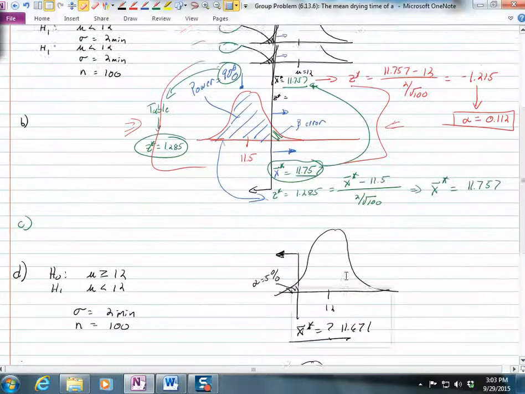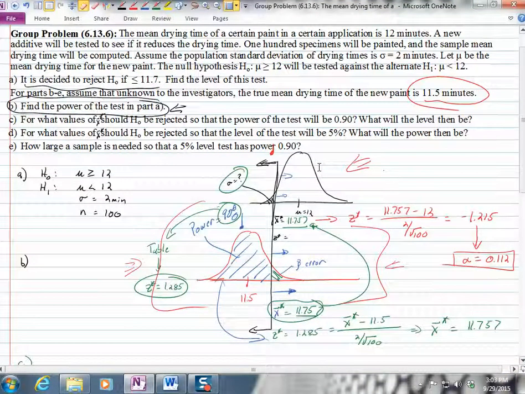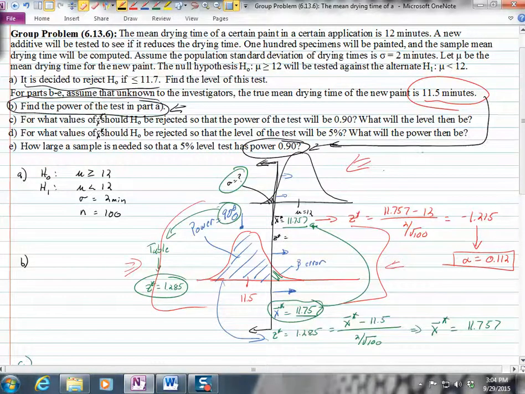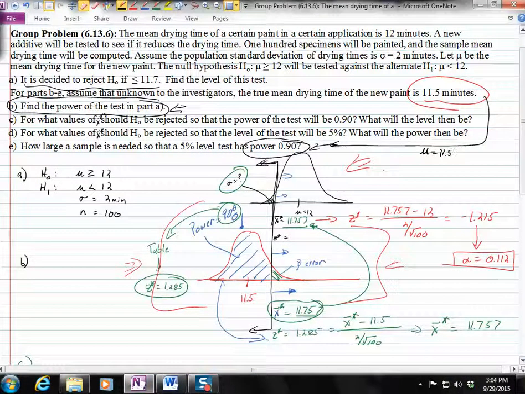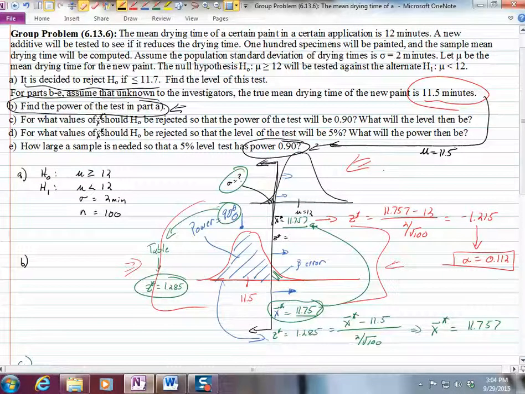One thing about the book is they don't always ask the question as precisely as I would like them to. So for this, when it says a power of 0.9, that's for the situation when mu is really 11.5. If that's not clear, I added this for parts B through E. I changed the way the book wrote it to try to clarify that it's for that situation.